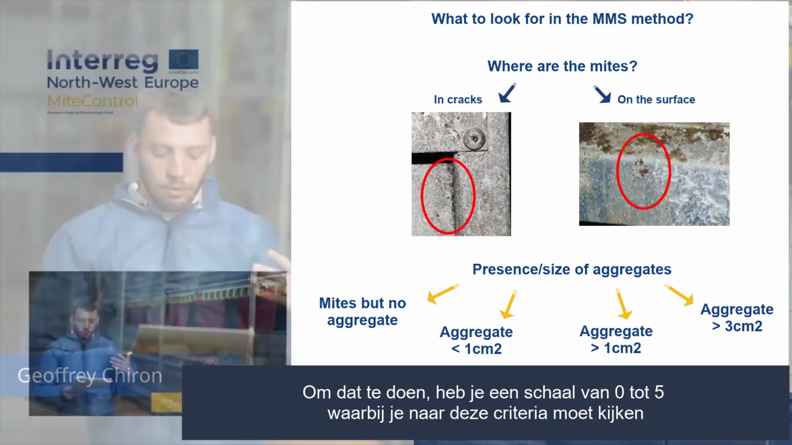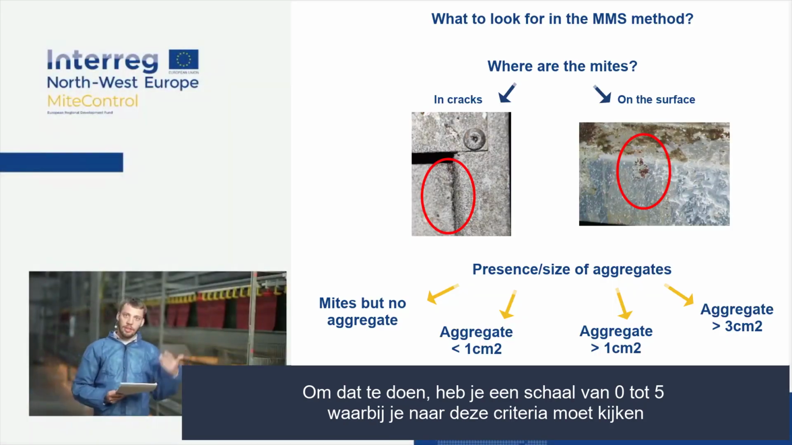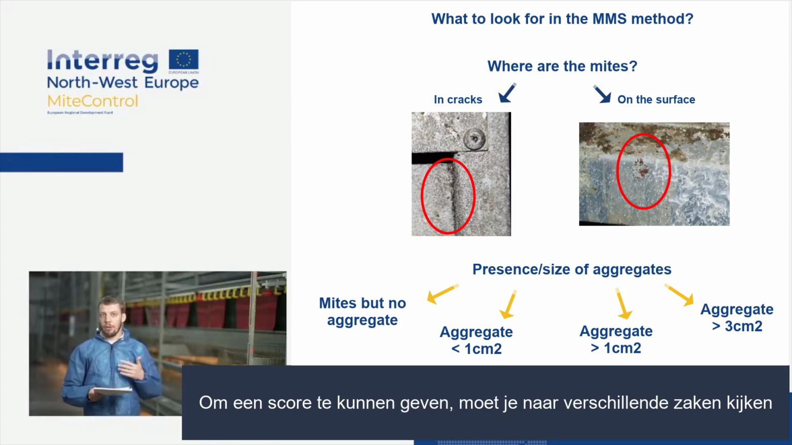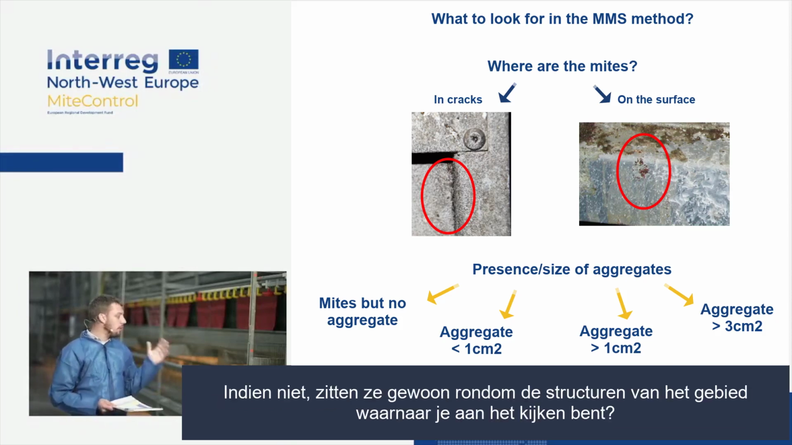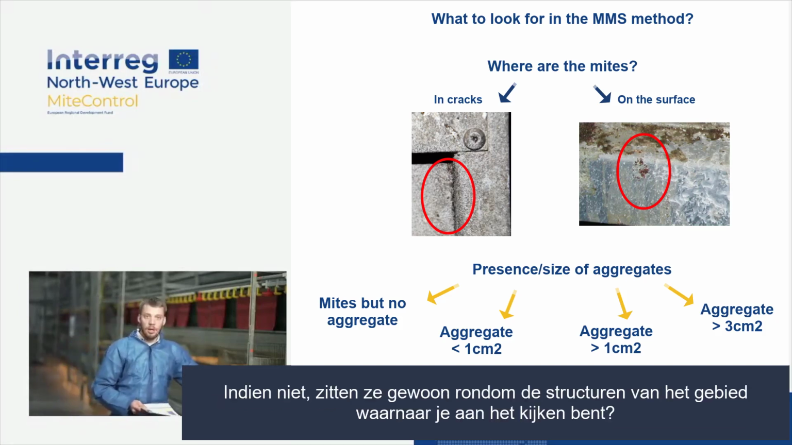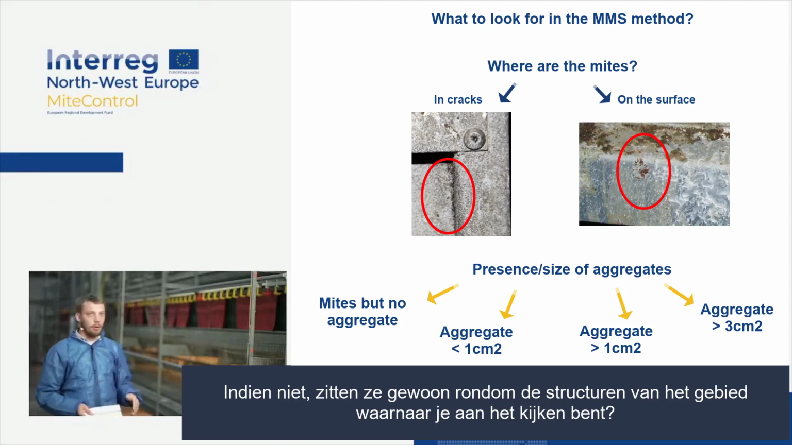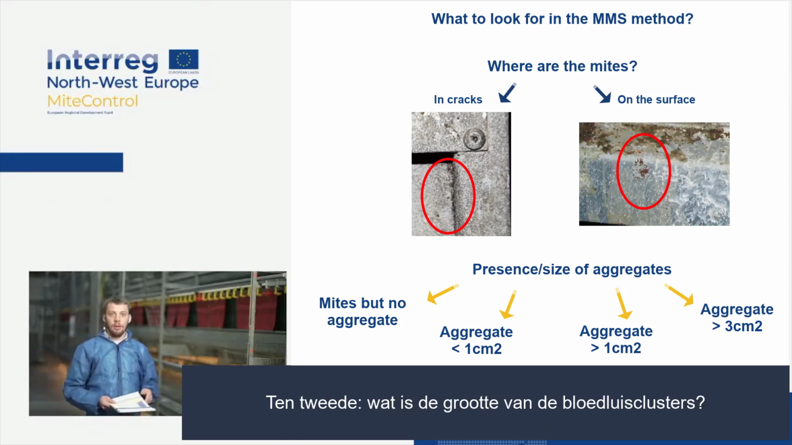To do that, you have a scale of 0 to 5, where you're going to have to look at these elements, and to give the score, you're going to have a look at several things. The one is, where are the mites? Are they in cracks or not? Like, if they're not in cracks, or if they're just simply on the structure of the areas you're looking at. What is the size of the aggregates?